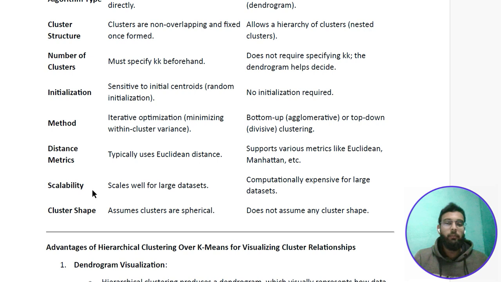According to scalability, k-means clustering scales well for larger data sets, and hierarchical is computationally expensive for large data sets. And then lastly, we have the cluster shape difference. K-means assumes clusters are spherical, and hierarchical does not assume any cluster shape.